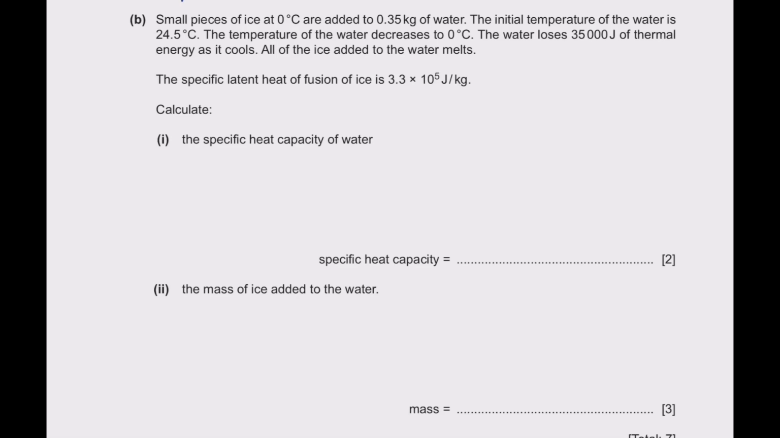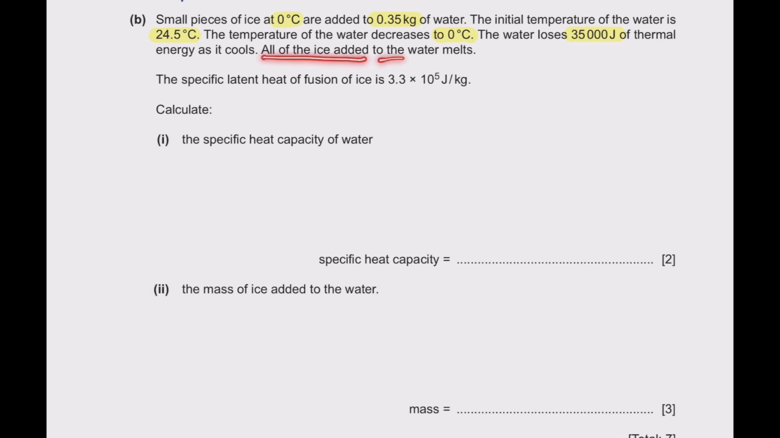Here is an important question. Small pieces of ice at 0 degree centigrade are added to 0.35 kg of water. The initial temperature of the water is given to us as 24.5 degree centigrade. The temperature of the water decreases to 0 degree centigrade when we add these small pieces of ice. Now in the question it is saying the water loses 35,000 joule of thermal energy as it cools. The heat is lost by the water so that it gets cool and becomes 0 degree.